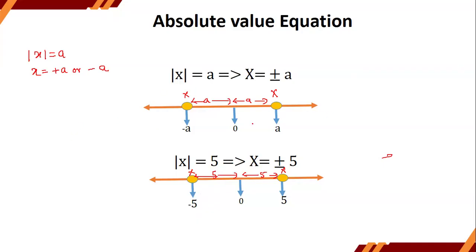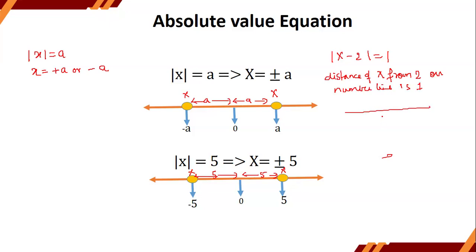And one more thing I would want to add over here. For example, if it is given to you, mod of x minus 2 is equal to 1. What does it represent on the number line? It represents the distance of x from 2 on the number line is 1. So this distance will be on both the sides of 2.